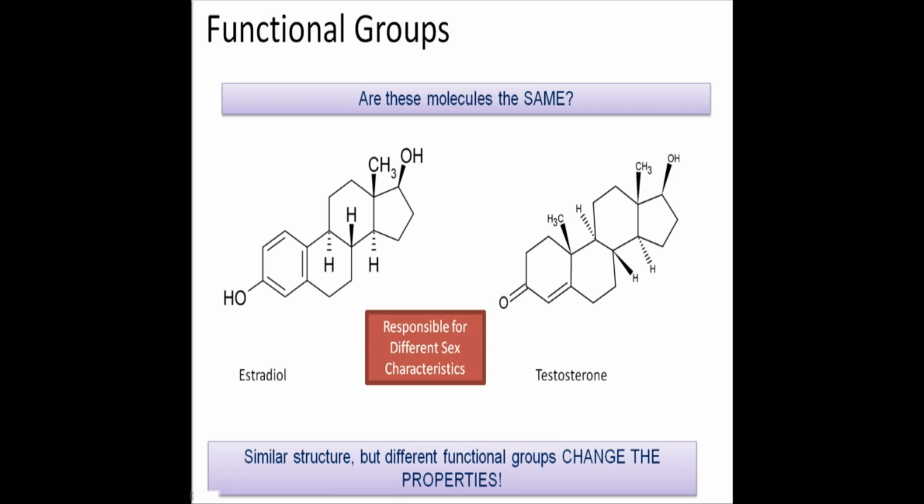Why? One is estradiol, the other one is testosterone. Both of them are steroid-based hormones. They are responsible for different secondary sexual characteristics in mammals. Very similar structure, but because you have the different functional groups in a different location, it completely changes the properties. It changes the tissues that they target and what they tell that cell to do and what they tell that tissue to do. So completely different, but only the differences are in the very few functional groups that they have.